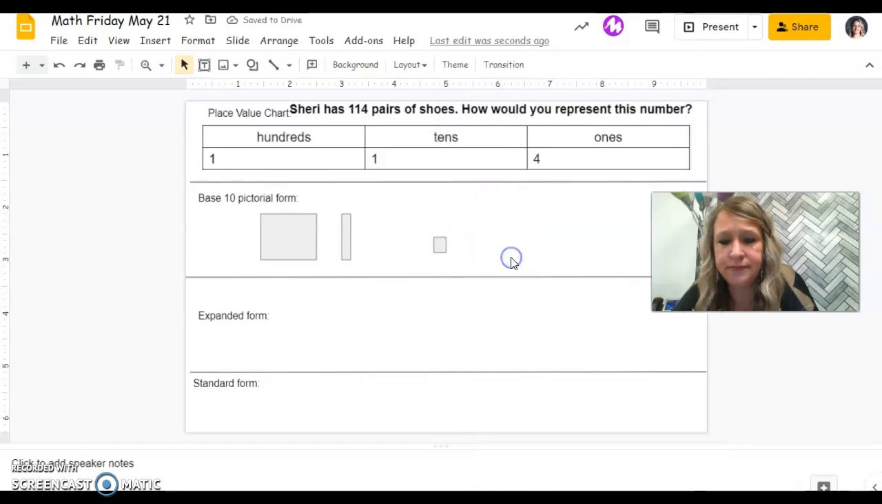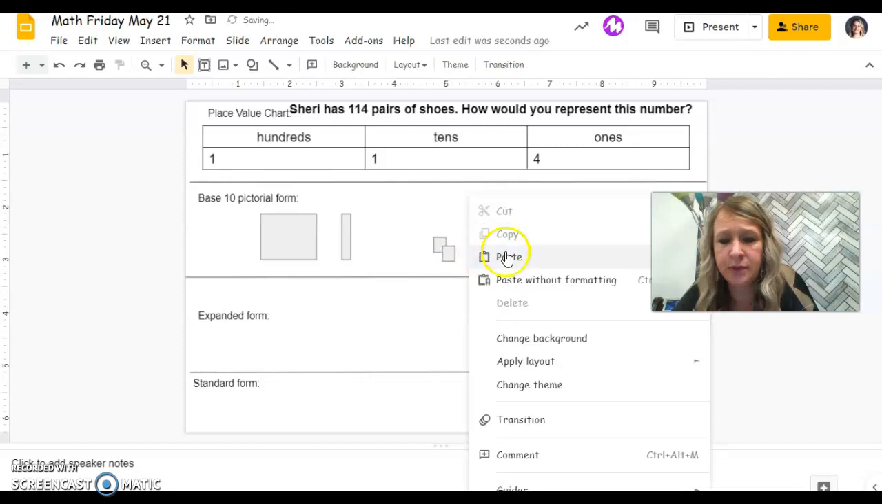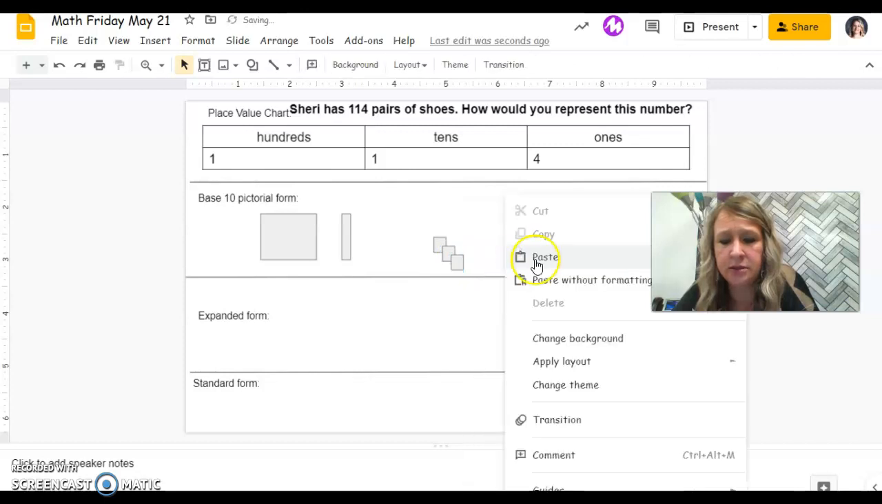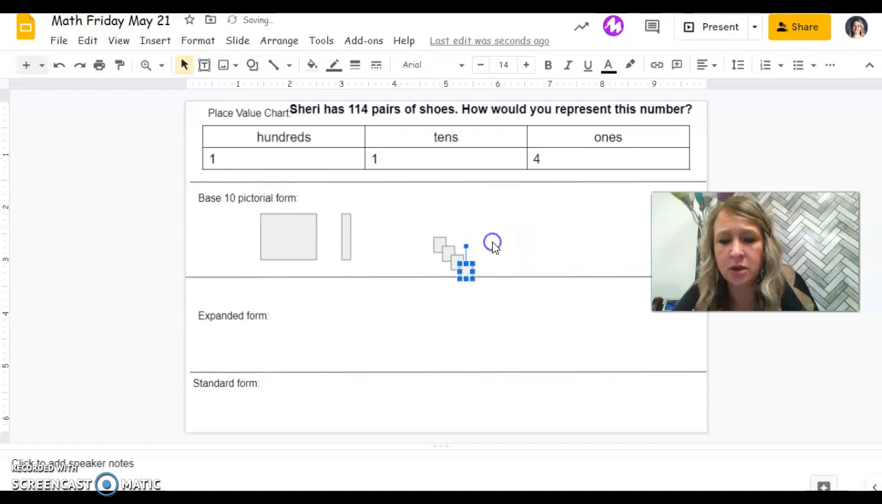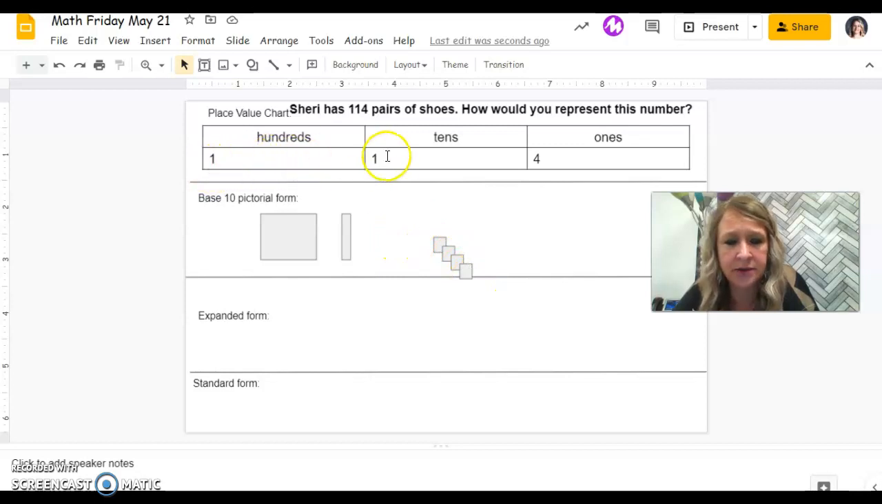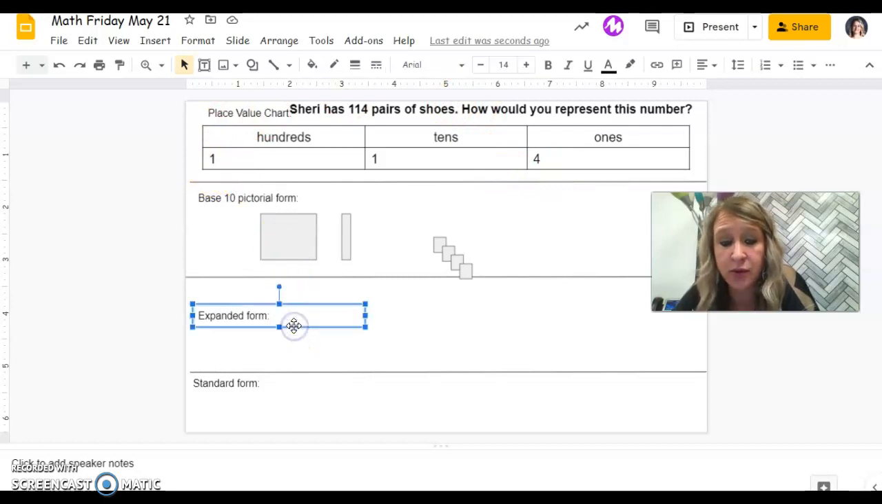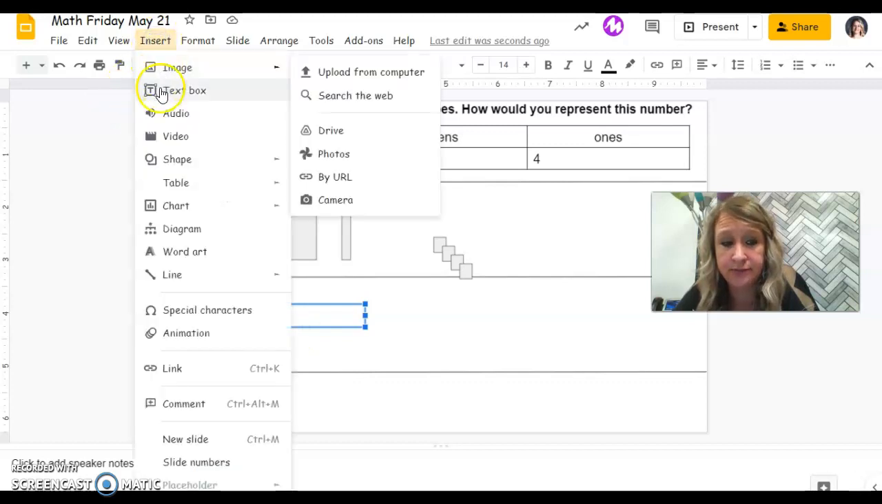1, 2, 3, 4. I have 100, 110, and 4 ones. How much is 100 worth? It is worth 100.